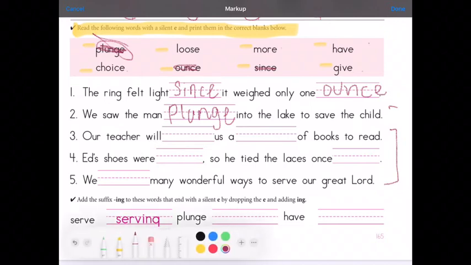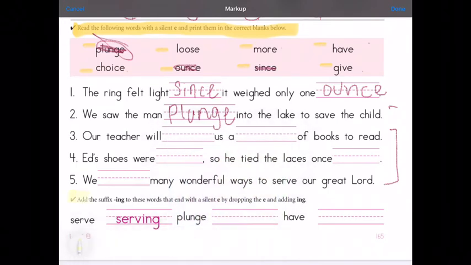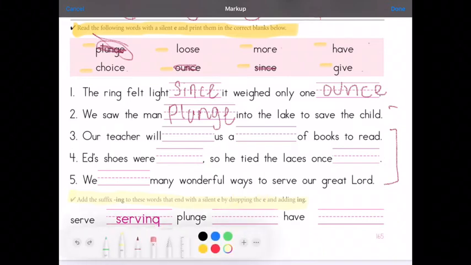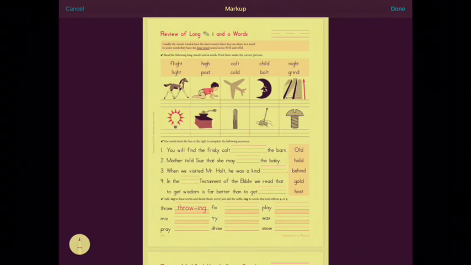In the bottom right here, I'm going to highlight your instructions in a bright yellow, kind of. And you're going to add the suffix ing to the words that end in silent E by dropping the E. Oop, that's too dark. By doing what? We drop the E and add ing. So we're going to drop the E and add ing, like they showed you right here. They got rid of that E and they replaced it with ing. So I want you to do that for those two. All right. And that is it for page 165.